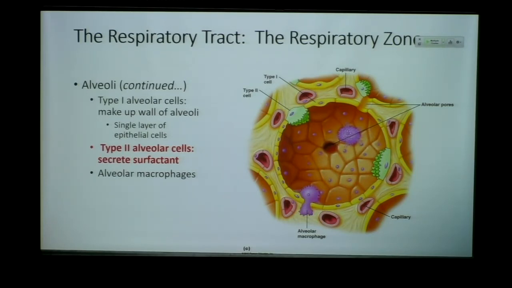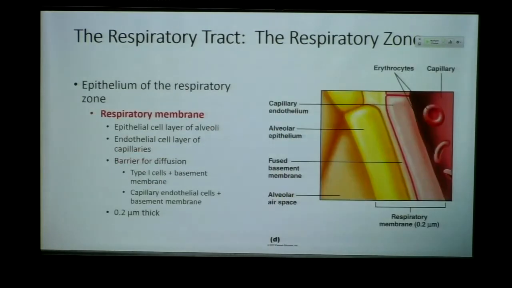Okay. And we can also see the pores that I was mentioning earlier that help to communicate one alveoli to the next. All right, let's speak about the respiratory membrane. Right, so make sure you're kind of keeping this terminology separate. This may get a little bit confusing here.